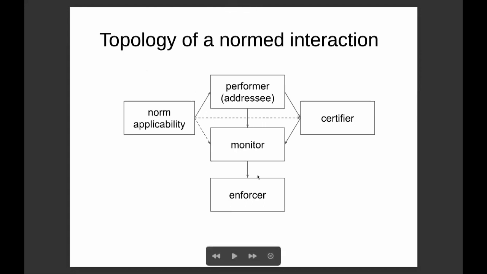So, the general elements of a normed interaction are an environment that generates a context in which the norm may be applicable, a performer, which is the addressee of the norm and decides to or decides not to perform, possibly a certifier confirming the action, a monitor collecting either a proof of violation or a proof of fulfillment. If violation occurs, the enforcer should punish with a penalty. If fulfillment occurs, the enforcer should pay the reward.